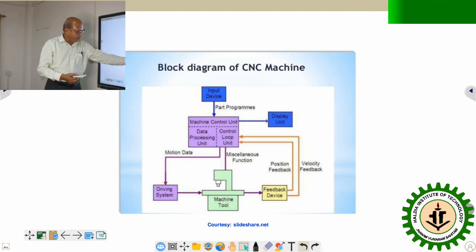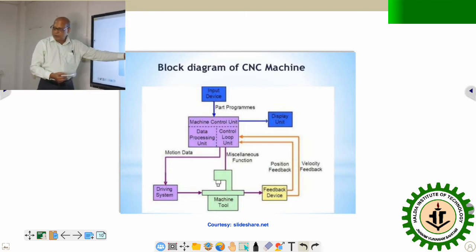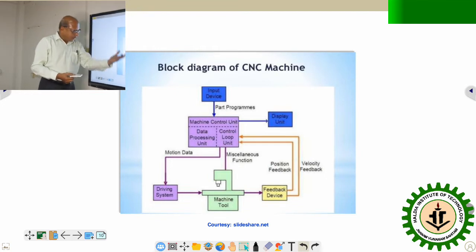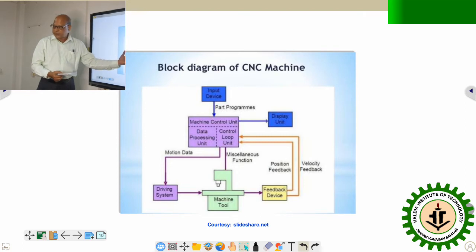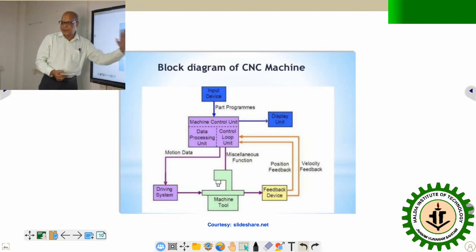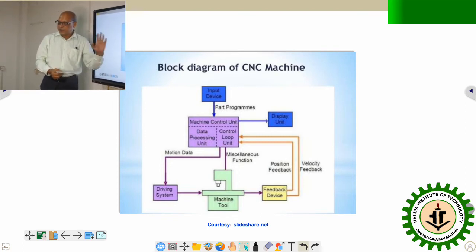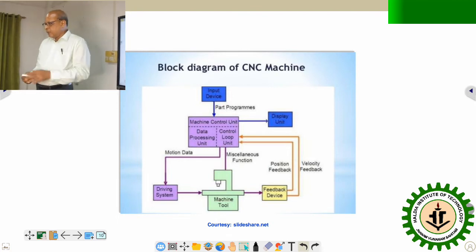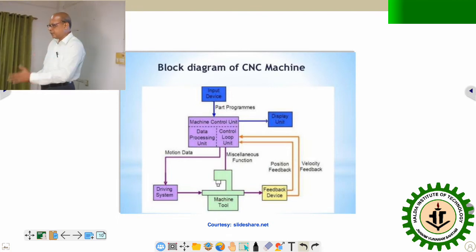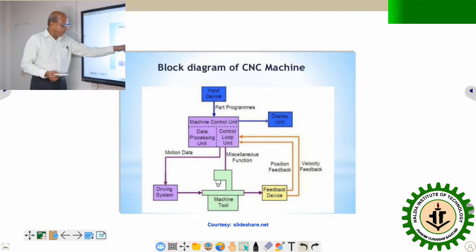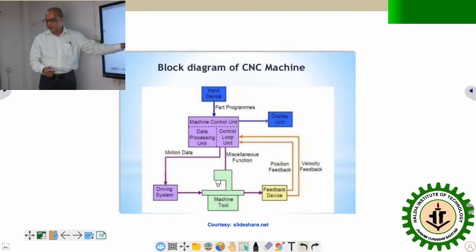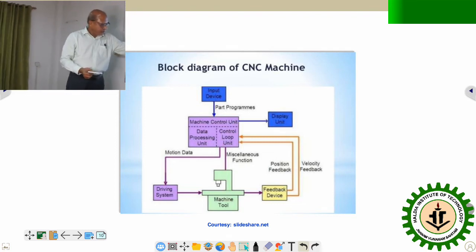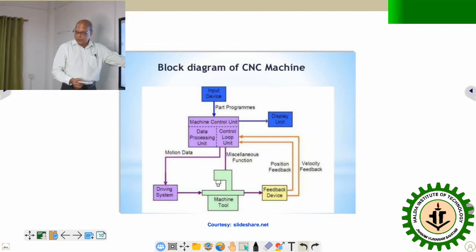Okay, you see where the arrow originates, from the control loop unit. So all the decisions, that means information processing, that part is taken care of by the data processing unit. It sends the instruction to the CLU unit for further implementation. So DPU to CLU, CLU to machine tool. So DPU to CLU, this is internal, that's why it is enclosed within a single machine control unit. But this arrow starts from the control loop unit.